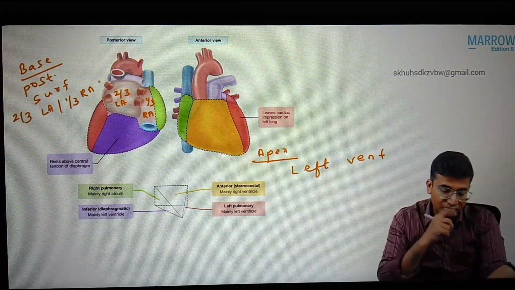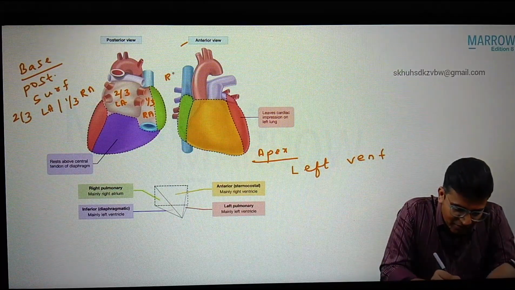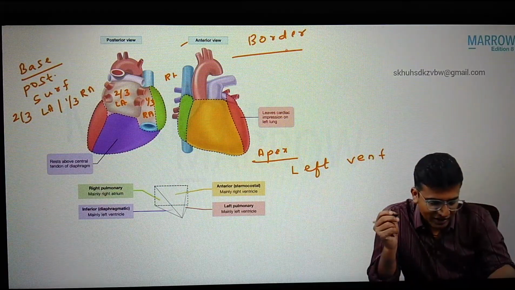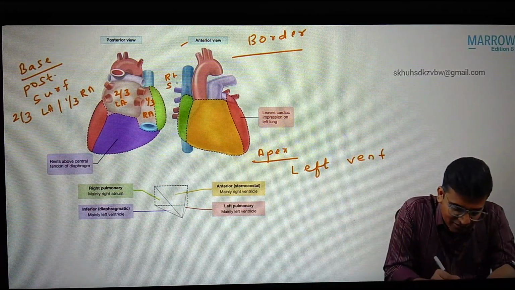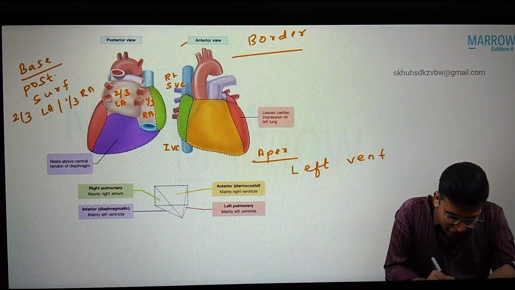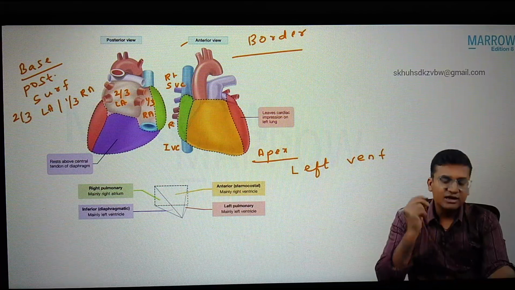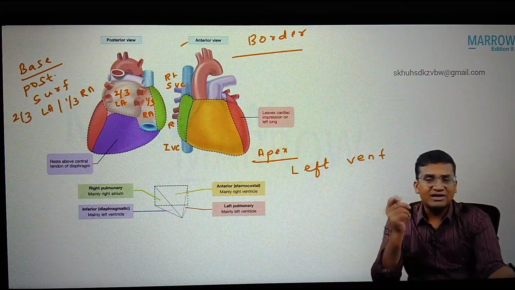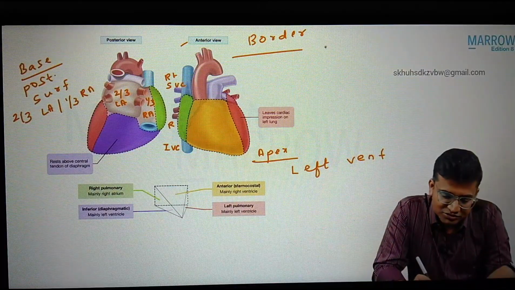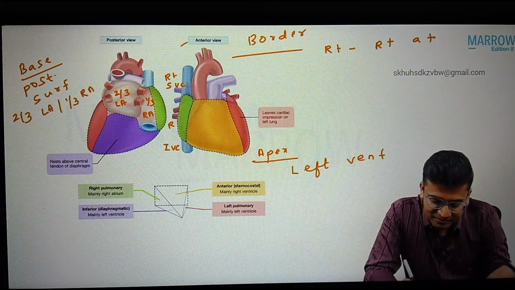Now, what about the right border? See the anterior view of the heart. The right border starts from the opening of the superior vena cava to the opening of the inferior vena cava. That is our right border. Now, who is forming the right border? The right border is formed only by the right atrium.